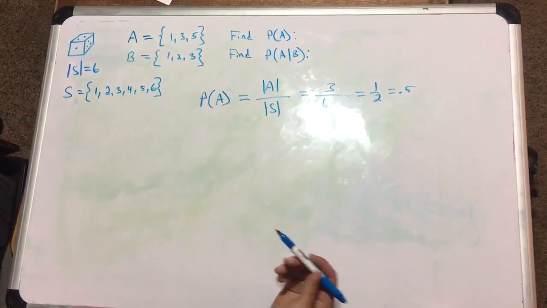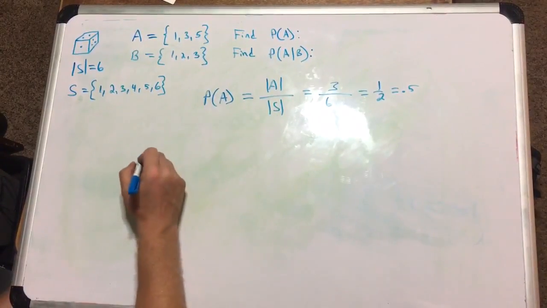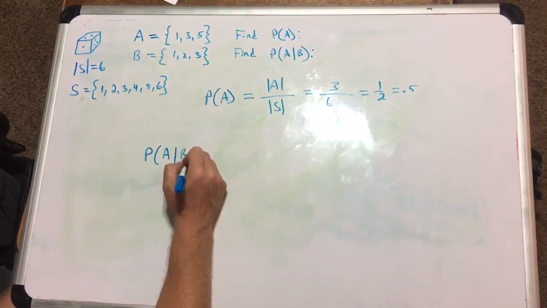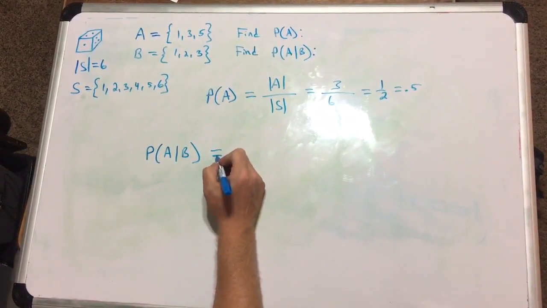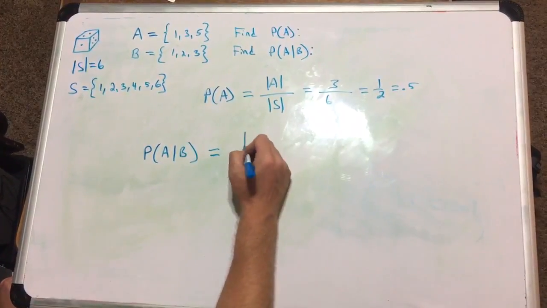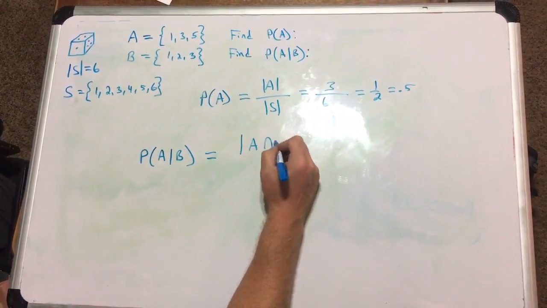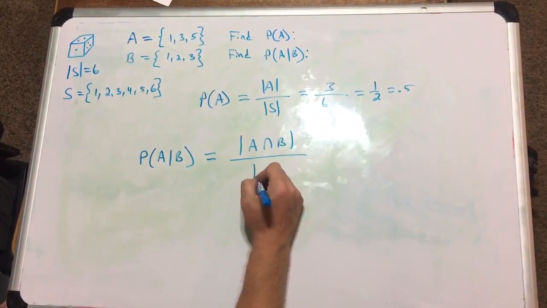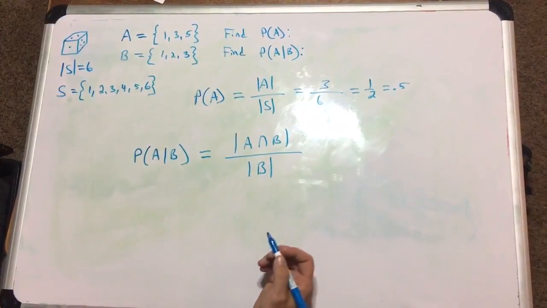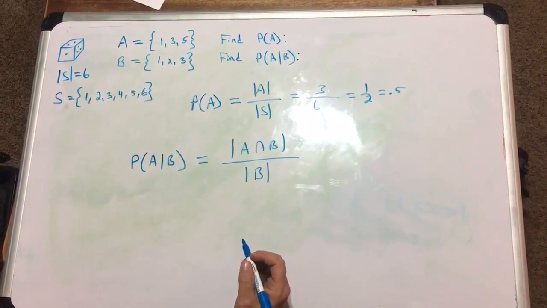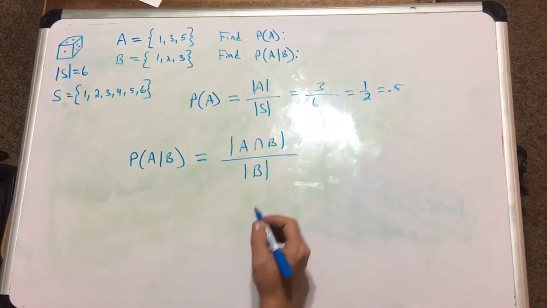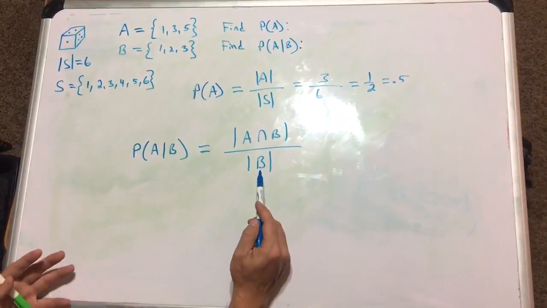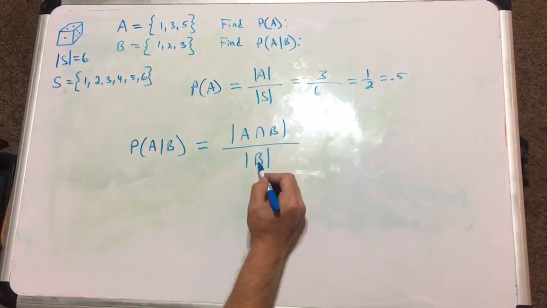So that would be the intersection, basically, right? Let me give you the equation of P of A given B's event. Let me start out by giving you the general form here. It is A intersect B, all divided by the cardinality of B. And I'll show you why that happens in a moment. Okay, so the intersection of A and B divided by B. What essentially is happening is your sample space is now B instead of S.